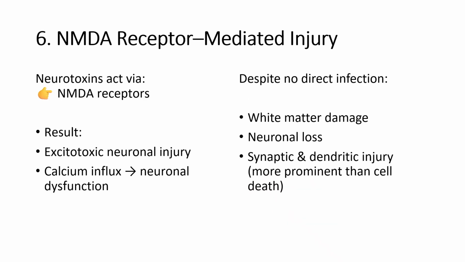There is also NMDA receptor mediated injury, because these neurotoxins work via NMDA receptors. There is excitotoxic neuronal injury, with calcium influx causing neuronal dysfunction. Despite no direct infection, there are changes like white matter damage, neuronal loss, and synaptic and dendritic injury, which is more prominent than cell death.